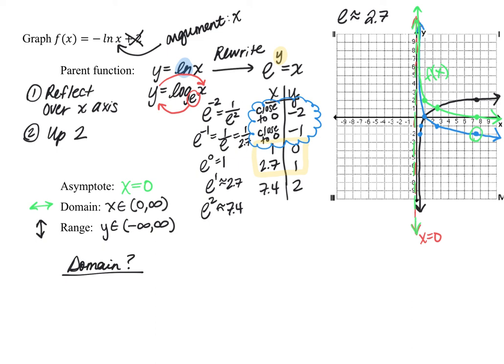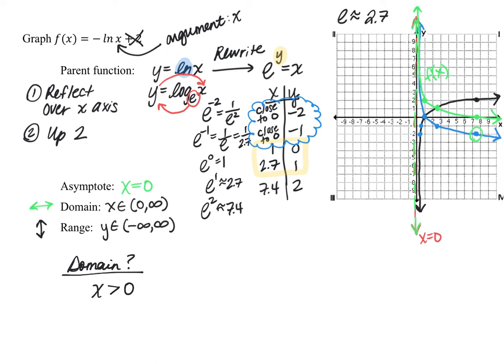So we need to remember that when you have a logarithm, any type of logarithm, doesn't matter whether it is a natural log or a logarithm with a different base, the argument must be positive. So that means that x must be greater than 0. We can never take the log of a negative number, and we cannot take the log of 0.